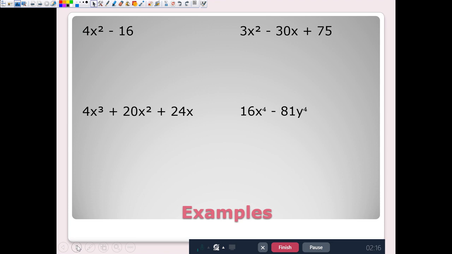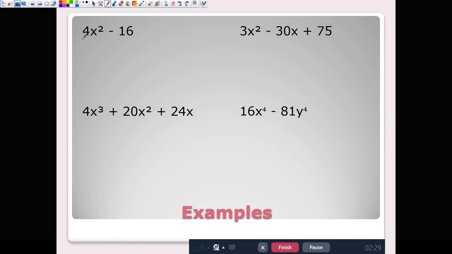So, on this first one here, is it in standard form? Is it from highest degree to lowest degree? Yes. Okay. Is there a GCF? Is there a number that can go into both 4x squared and 16? 4, right? So I'm going to factor out a 4. Remember that means that we divide both by 4. 4 goes on the outside, and on the inside is going to be my quotient. So what is 4x squared divided by 4? X squared. And 16 divided by 4 is 4.